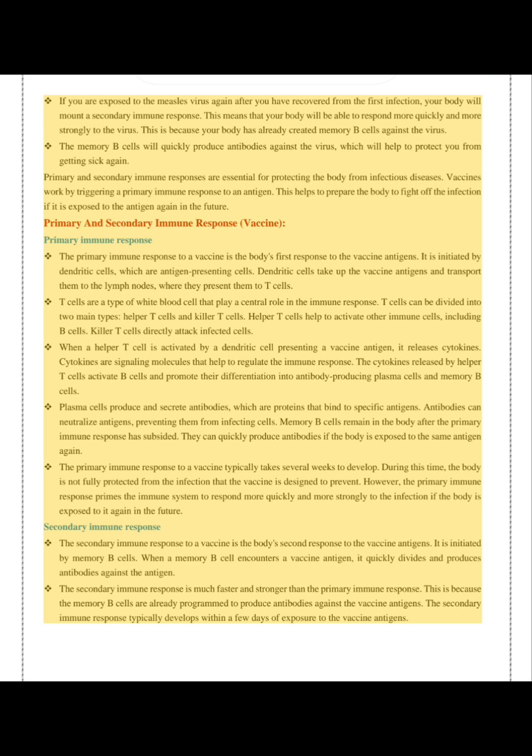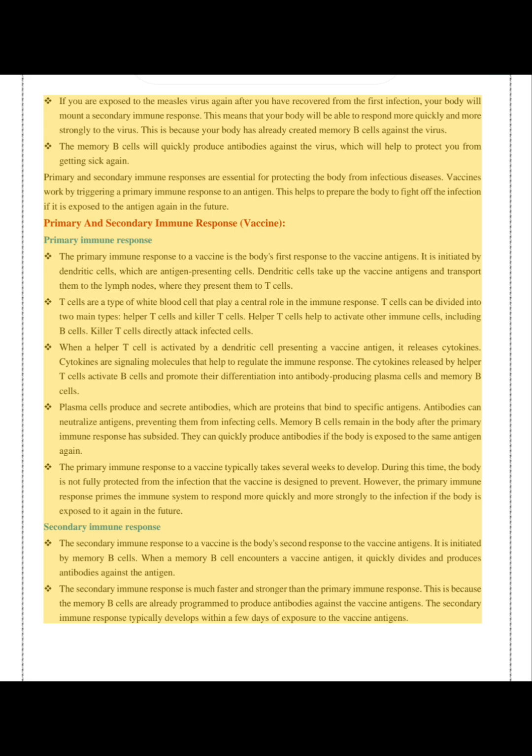When a helper T cell is activated by a dendritic cell presenting a vaccine antigen, it releases cytokines. Cytokines are signaling molecules that help to regulate the immune response. The cytokines released by helper T cells activate B cells and promote the differentiation into antibody-producing plasma cells and memory B cells. Plasma cells produce and secrete antibodies, which are proteins that bind to specific antigens. Antibodies can neutralize antigens, preventing them from infecting cells. Memory B cells remain in the body after the primary immune response has subsided. They can quickly produce antibodies if the body is exposed to the same antigen again.